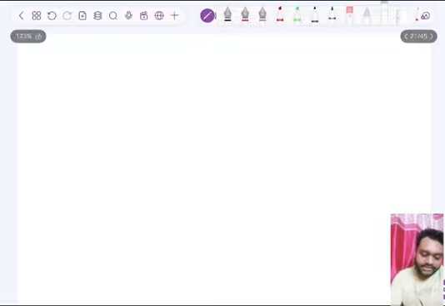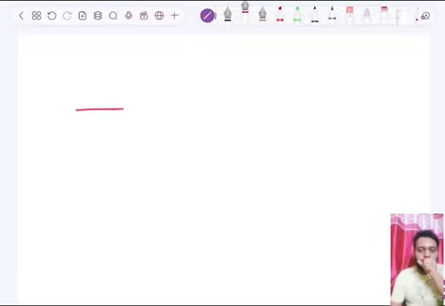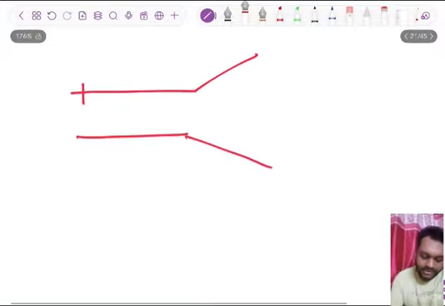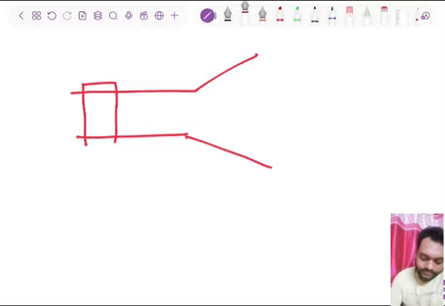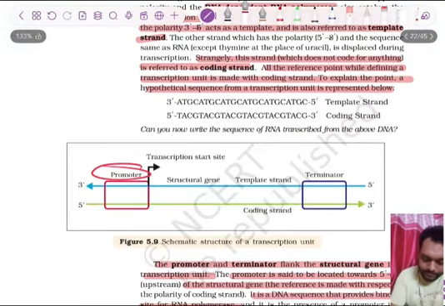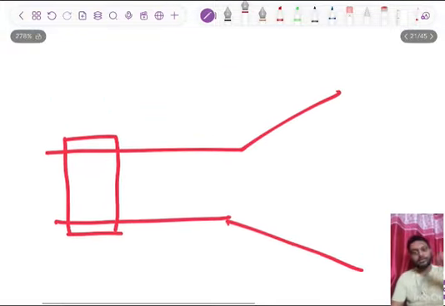So let's say this is a DNA strand. We have some portions, so let's say this area is known as the promoter. This is known as the promoter, or this is called the promoter.